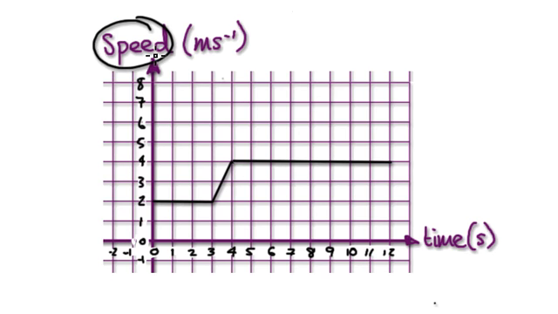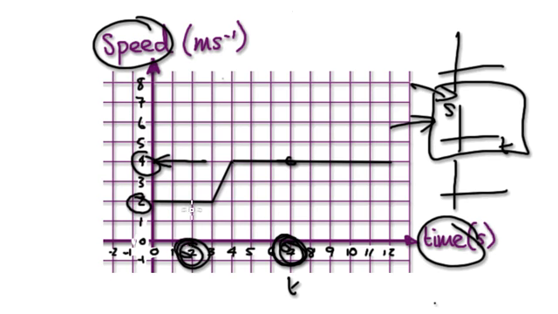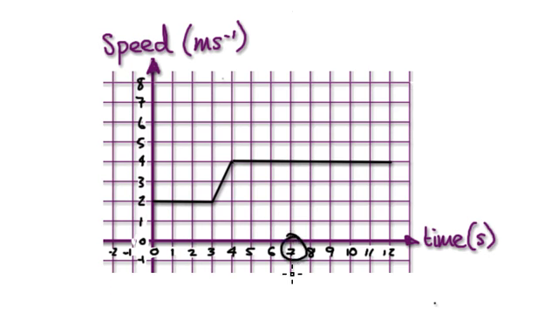You've been given a speed time graph, and I'm asking you about the speed. So it's really a straight reading. Here the speed is 2, and here the speed is 4. So of course the speed at time equals 7 is higher than the speed at time equals 2. So the answer is that it's going faster at time equals 7 than at time equals 2.